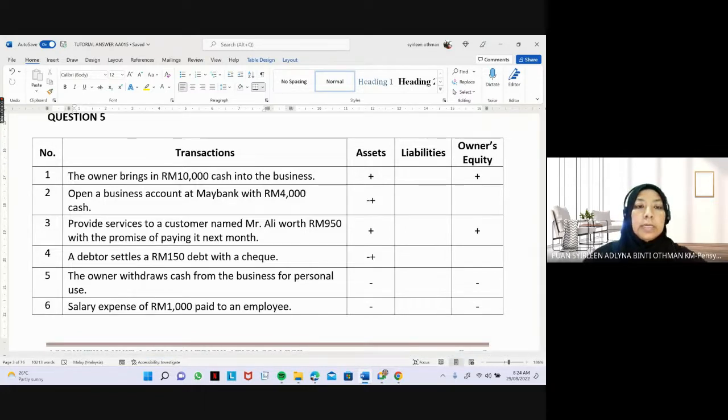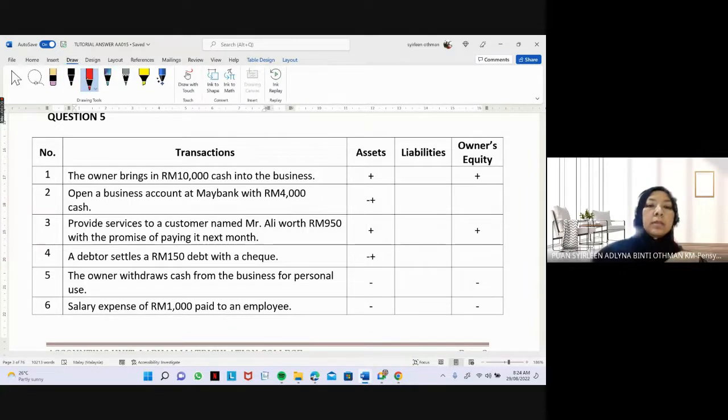Okay. Soalan 5. The owner brings in 10,000 cash into the business. Okay, dia bawa masuk 10,000 ke dalam perniagaan. Alright, so that means asset dia akan bertambah because the money goes into the asset account. Okay, and at the same time you brought the money into the business, which is you are increasing your capital. Okay, so that's why kita akan plus asset and kita akan plus the owner's equity.